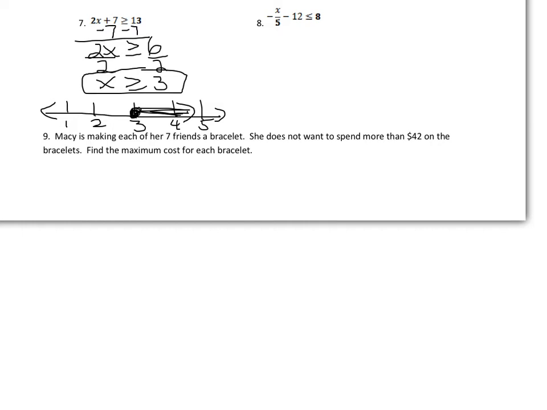And again, if we plugged in any number greater than 3, like say we plugged in 4, 2 times 4 would be 8, plus 7 would be 15, and 15 is greater than or equal to 13. So we're showing all those numbers that will work in that inequality.